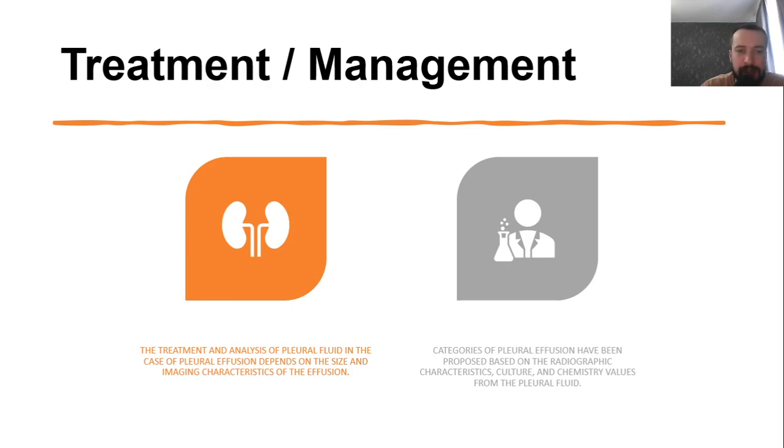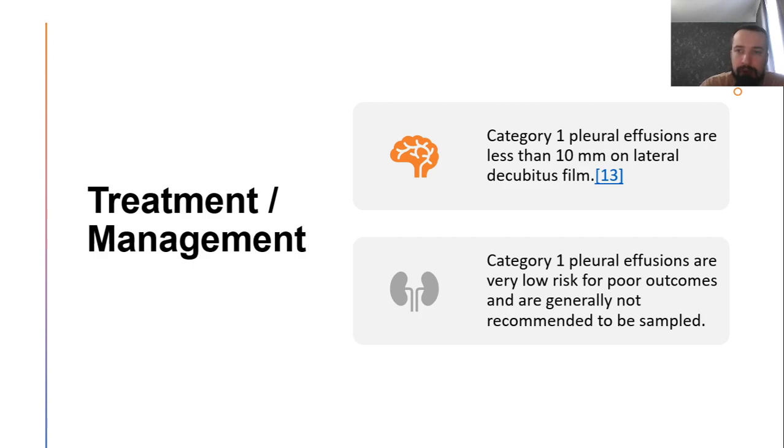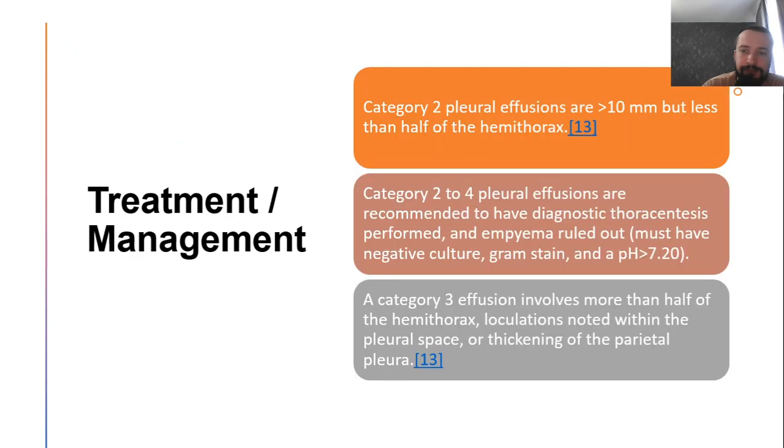The treatment and analysis of pleural fluid in the cause of pleural effusion depends on the size and imaging characteristics of the effusion. Categories of pleural effusion have been proposed based on the radiographic characteristics, culture, and chemistry values from the pleural fluid. Category 1 pleural effusions are less than 10 mm on lateral decubitus film. Category 1 pleural effusions are very low risk for poor outcomes and are generally not recommended to be sampled.